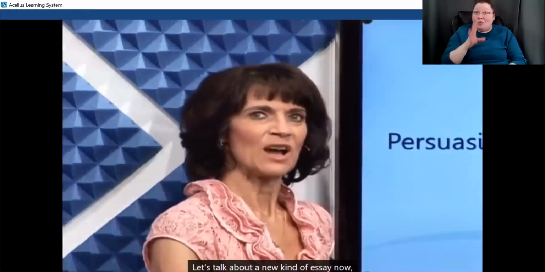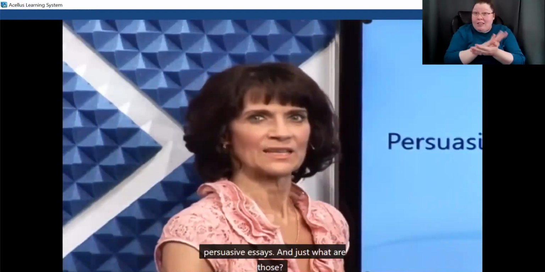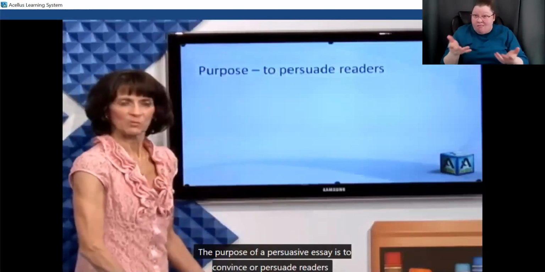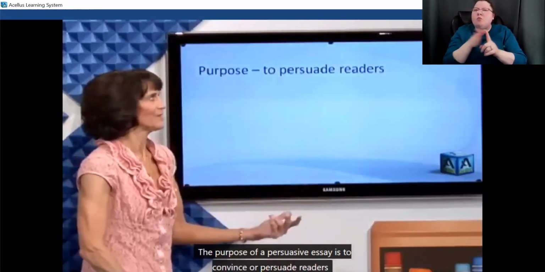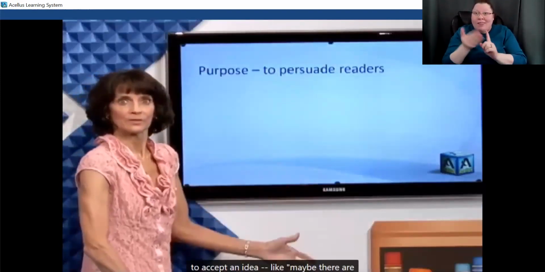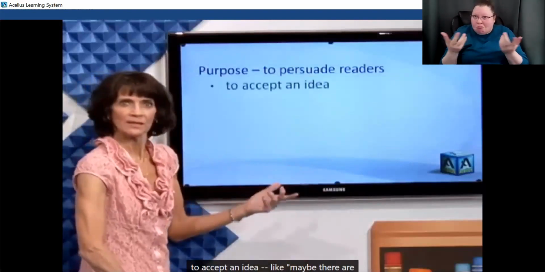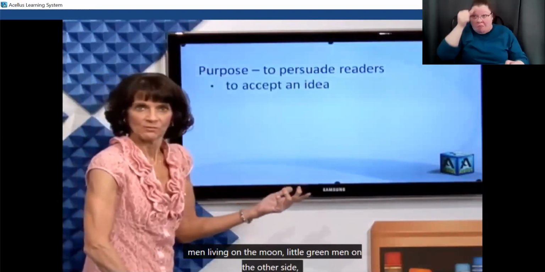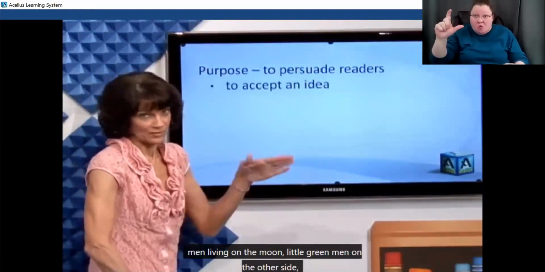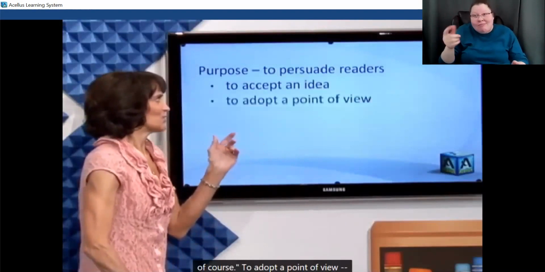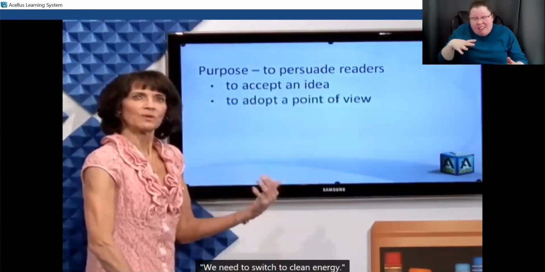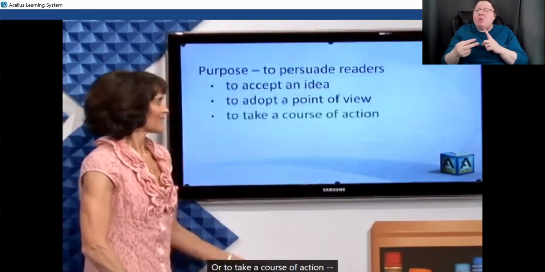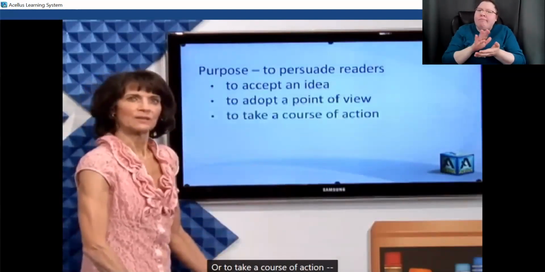Let's talk about a new kind of essay now, persuasive essays. And just what are those? The purpose of a persuasive essay is to convince or persuade readers to accept an idea, like maybe there are men living on the moon, little green men on the other side, of course. To adopt a point of view, we need to switch to clean energy, or to take a course of action.